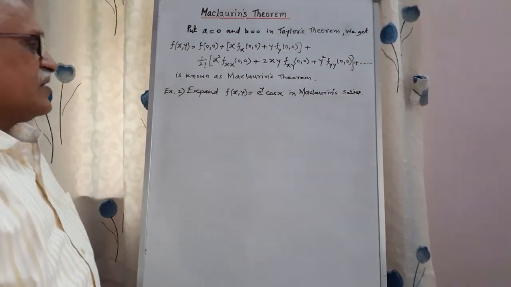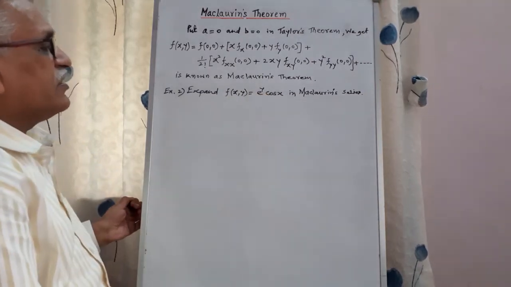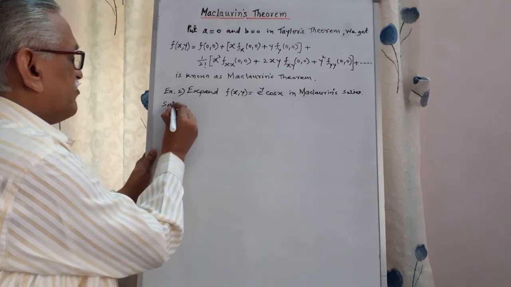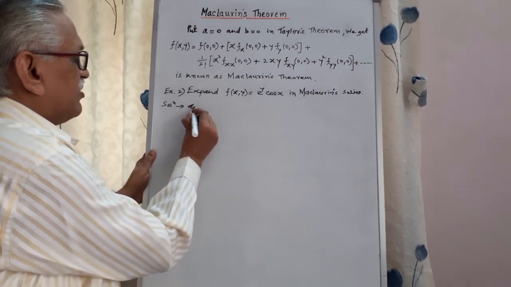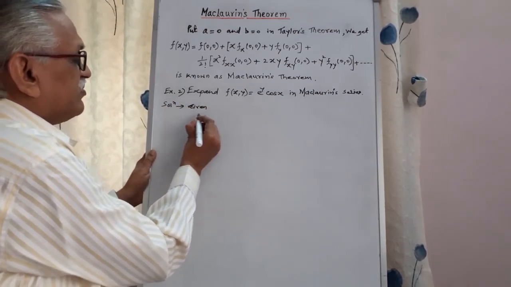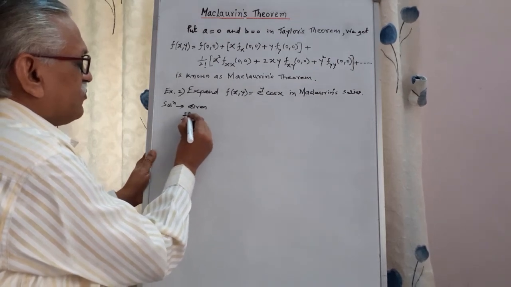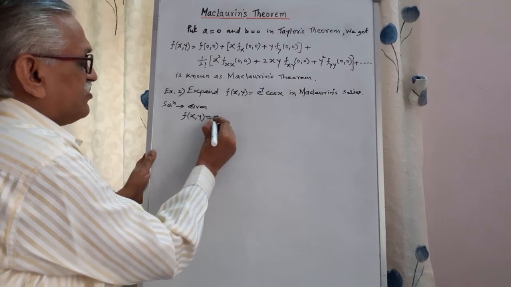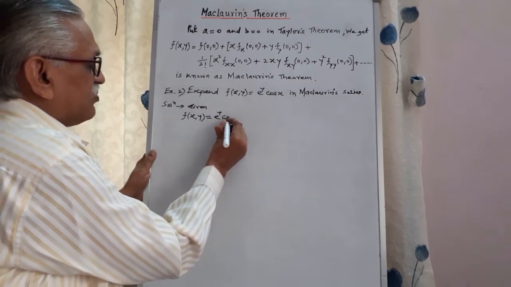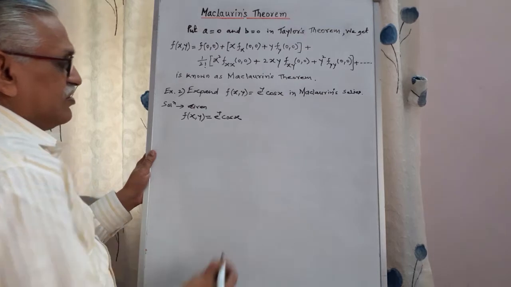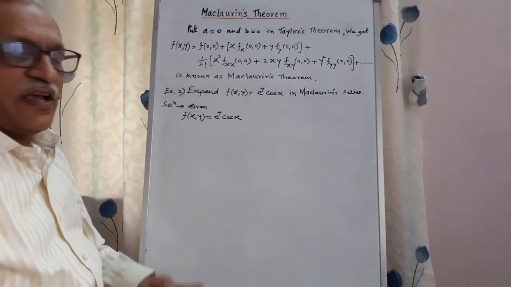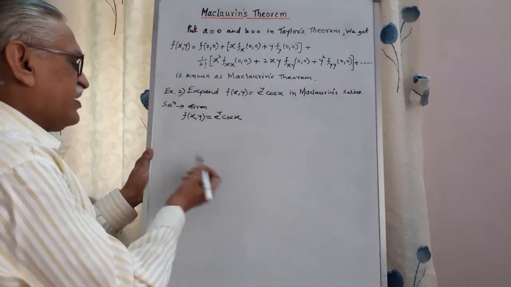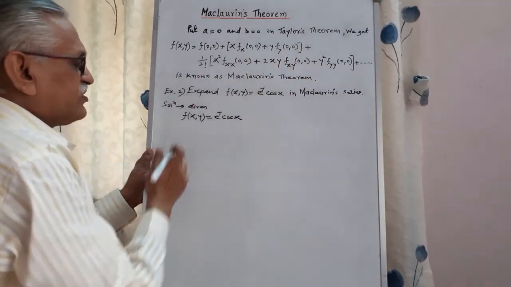Okay. Therefore, here the given function is e raised to y into cos x. Solution: given is f of x, y as e raised to y into cos x, a function of two independent variables x and y, which we can differentiate with respect to x and y. I'll try to get all these derivatives.